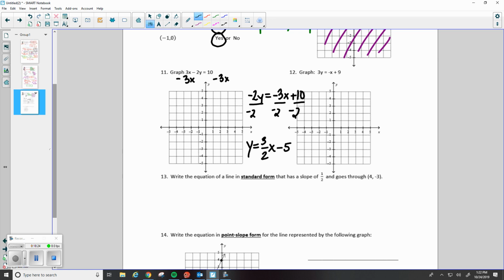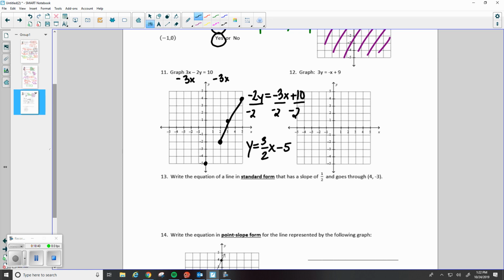So I'll start that graph at the y-intercept, which is negative 5, and then the slope is 3/2, so I'm going to go up 3 over 2, up 3 over 2, up 3 over 2.